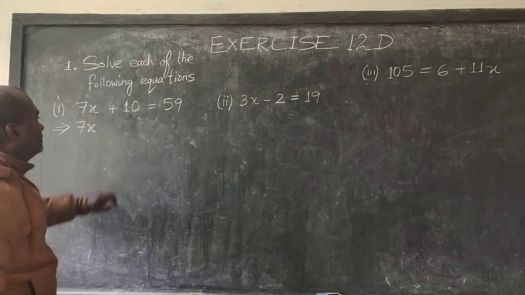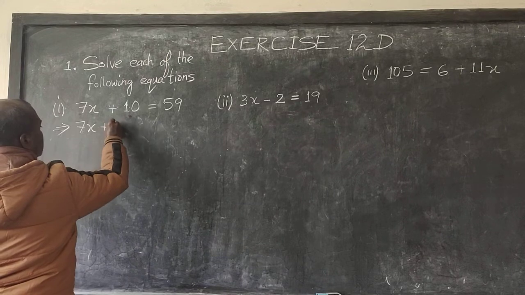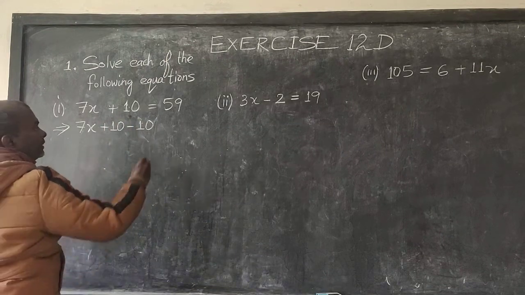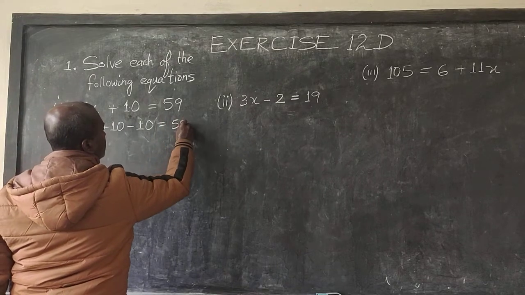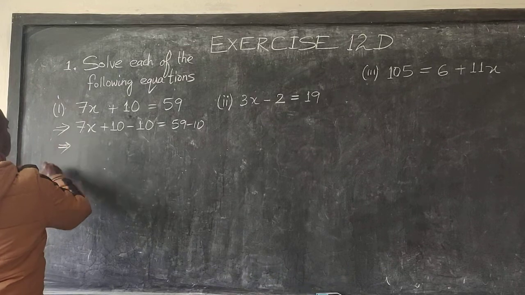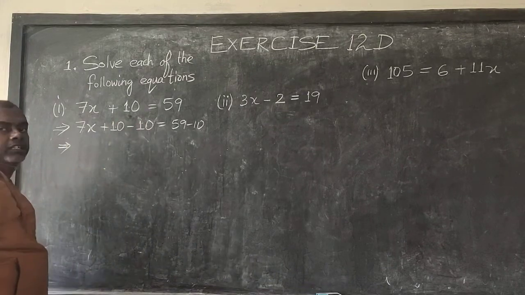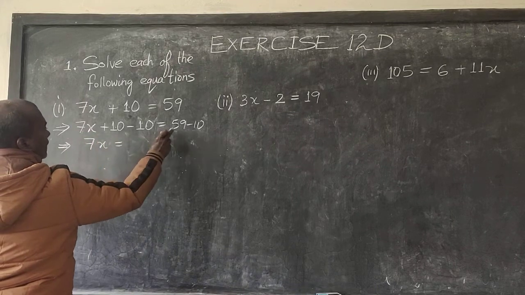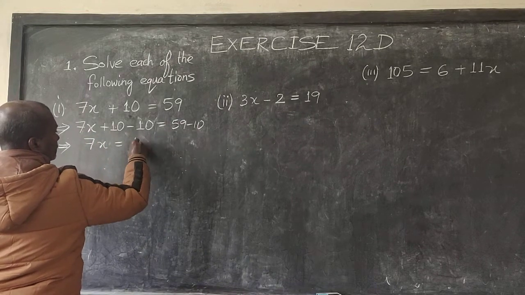We will remove this plus 10. So how do we remove plus 10 in the inverse method? By giving a minus 10. Similarly, we have to do minus 10 on the right hand side also. So now plus 10 and minus 10 cancel each other out. Only 7x will remain here, and on this side 59 minus 10 is 49.